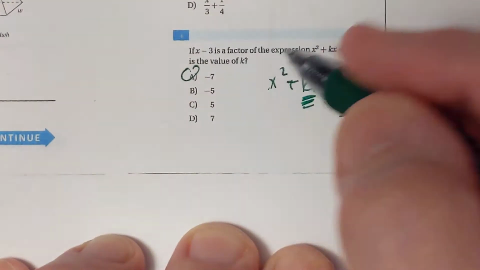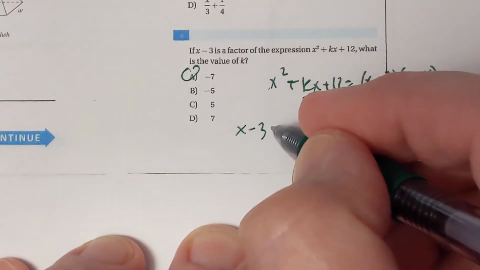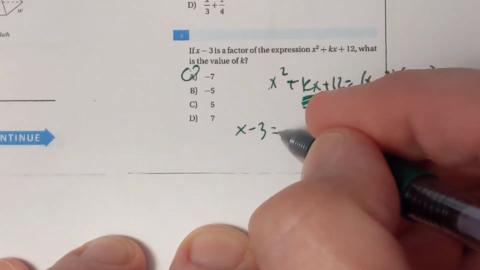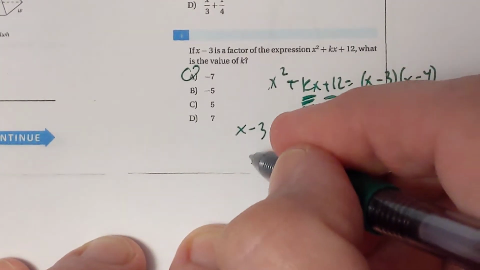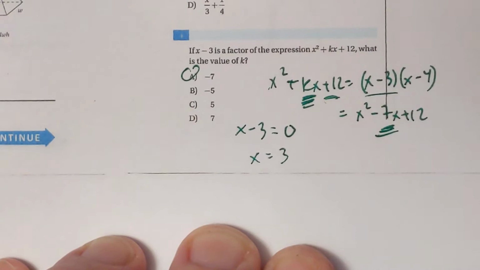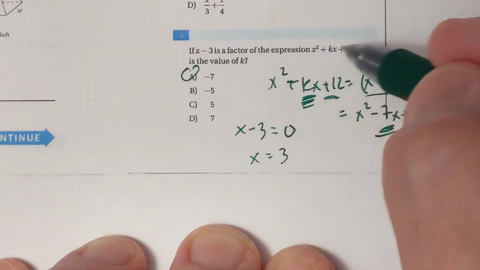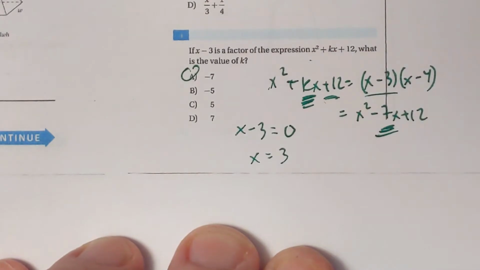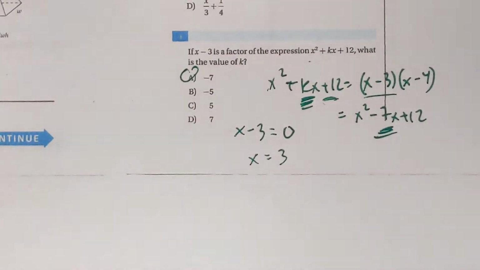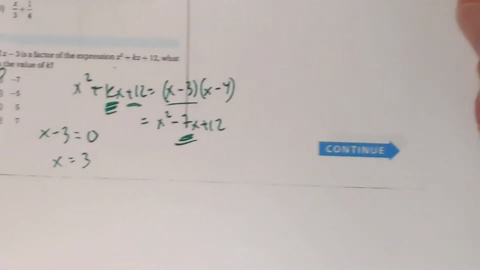Another way to do it is to recognize that if x minus 3 is a factor, then x minus 3 would have to equal 0, or x equals 3, to give you a root. So you could just plug in x equals 3 to the original expression and solve, and you get the same answer. Okay, so that was number 4. Moving on to number 6.